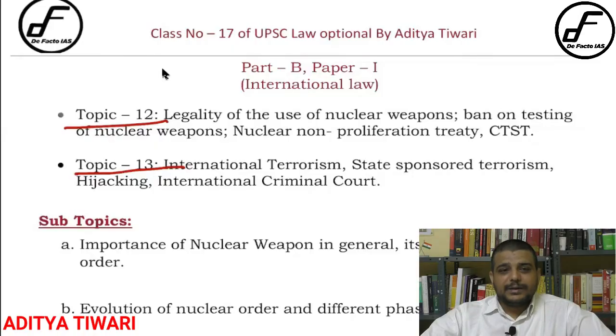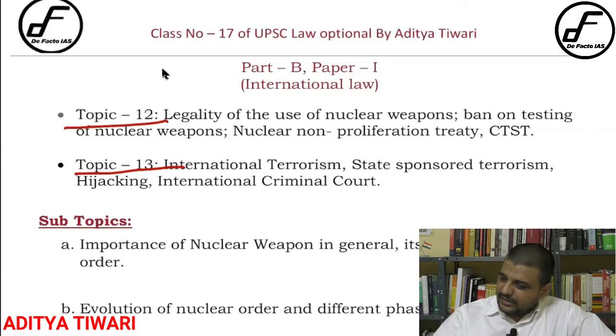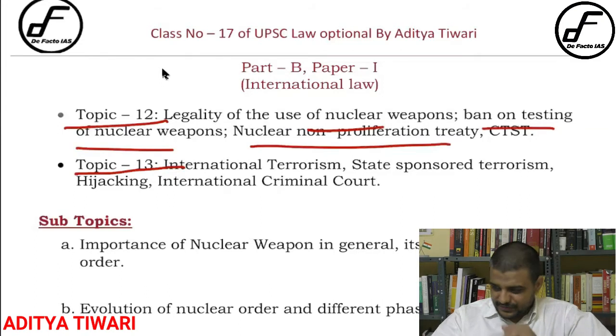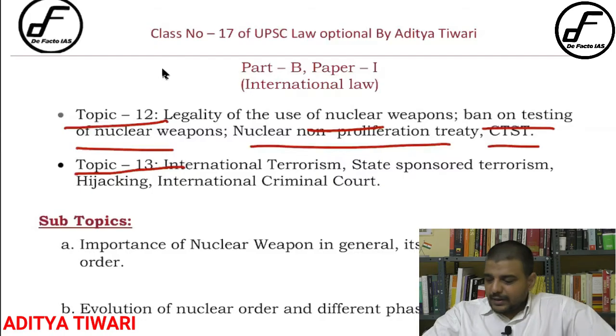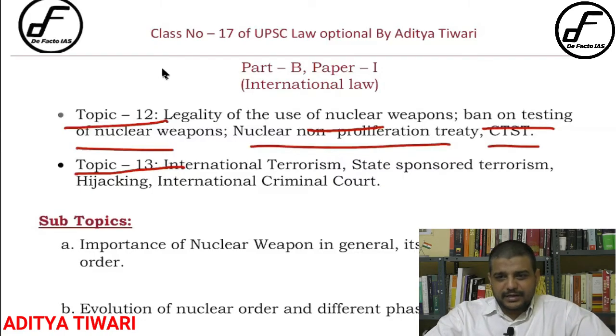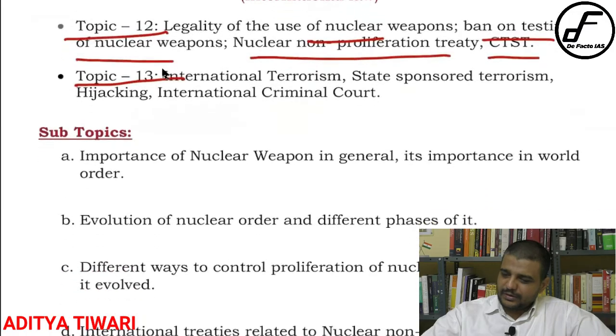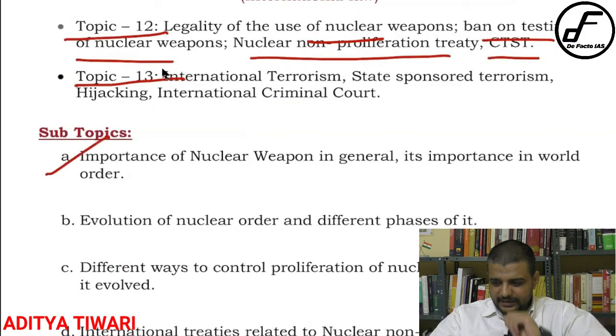Now topic number 12 actually talks about the legality of the use of nuclear weapons, ban on testing of nuclear weapons, the Nuclear Non-Proliferation Treaty and the Comprehensive Test Ban Treaty, CTBT. If we talk about these three topics one by one, let us see what type of questions come and what subtopics you need to study in these topics.